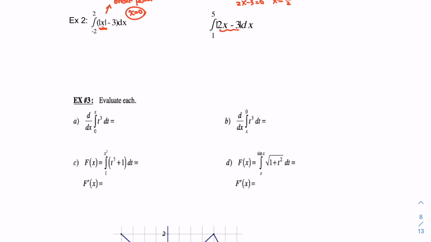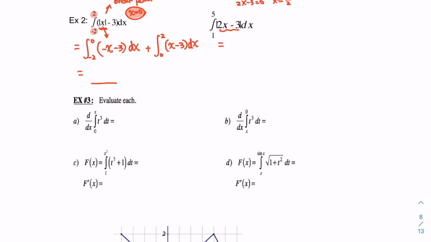So now we see x equals 0. The break point is between negative 2 and 2. So now we have to split this into negative 2 to 0, plus 0 to 2. When x is negative, as we know, how do we get rid of the absolute value? When we take off the absolute value sign, this will become negative x minus 3 dx. When x is positive, when we get rid of the absolute value, it will become the positive x. And then we can evaluate each one.